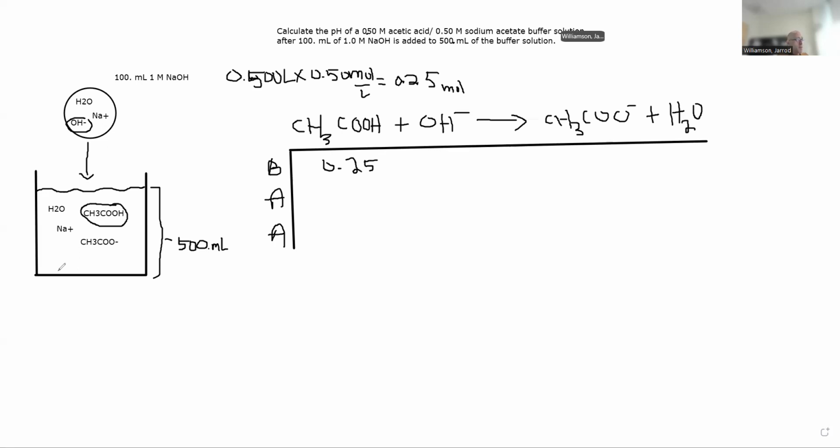I do have some hydroxide ions in here, but the number of moles of that is so small. Okay. How many moles of acetate ion do I have floating around in here? Well, it's 500 mils, and it's also 0.5 molar. So the math conveniently is going to be the same. Coincidentally, it's 0.25 moles. And this is, squiggle that out.